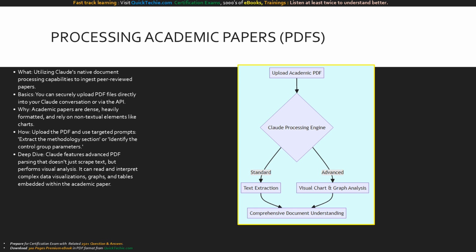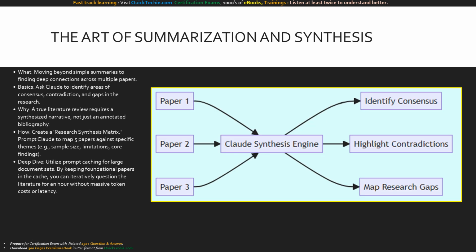Here we see the dual pathway processing that Claude utilizes for PDFs. When you upload an academic PDF, it enters the processing engine. It doesn't just go down the standard text extraction route. It simultaneously takes the advanced route, performing visual chart and graph analysis. These two streams of data combine at the bottom, resulting in a comprehensive document understanding that respects both the prose and the data visualizations. Now we reach the core of the literature review, summarization and synthesis.